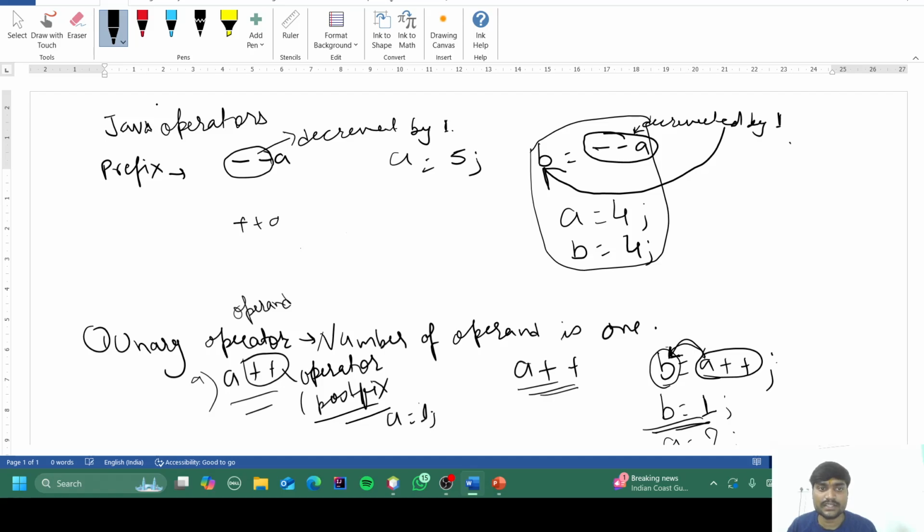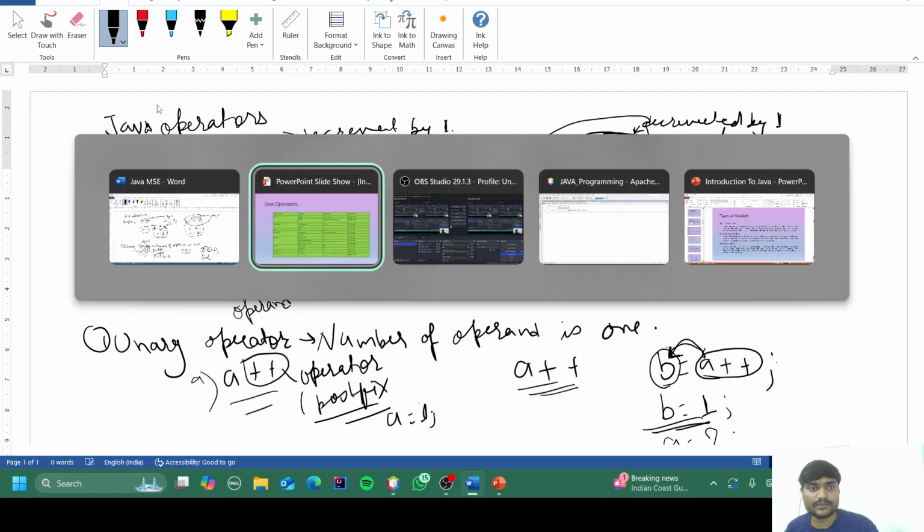Same goes for plus plus a. First the value of a is incremented by 1 and then the value is assigned, or any other operation you want to perform. Suppose a is equal to 5 and I want to do b is equal to plus plus a. So what does it mean? First the value of a is incremented by 1, so now a will become 6 and then the value of a is assigned to b. That means b is equal to 6 now. So these two are the prefix and postfix.